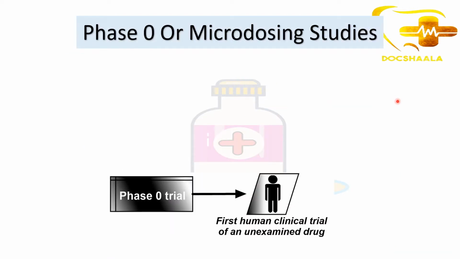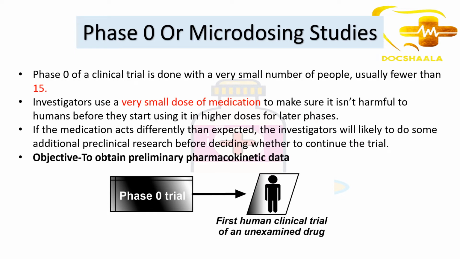So phase 0 or microdosing. Just keep this image in mind. A phase 0 trial is the first human clinical trial of an unexamined drug. It is done with a very small number of people, usually fewer than 15. Investigators use a very small dose of the new drug to make sure it isn't harmful to humans before they start using higher doses in later phases.